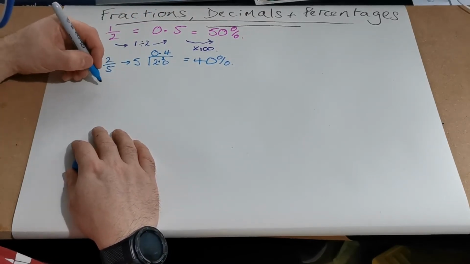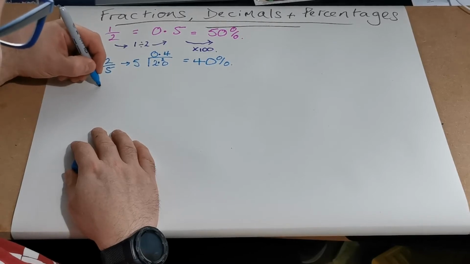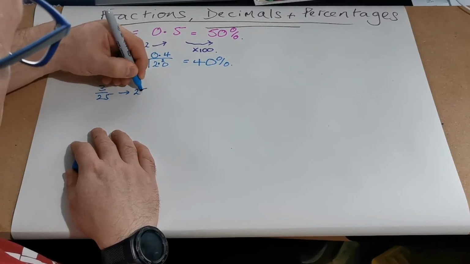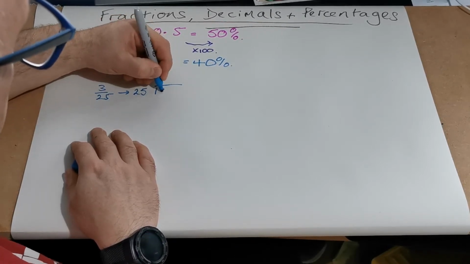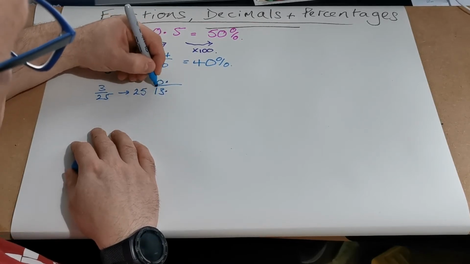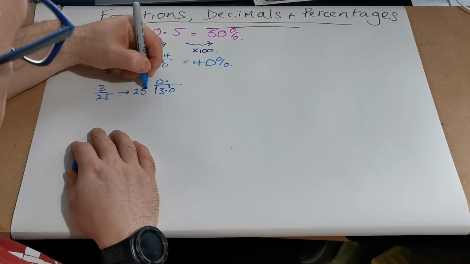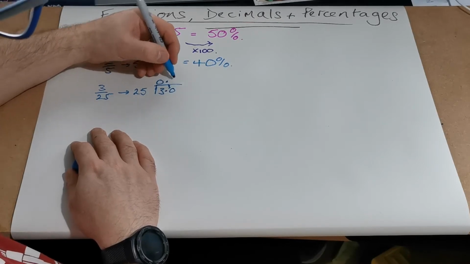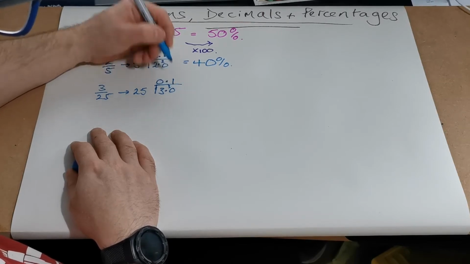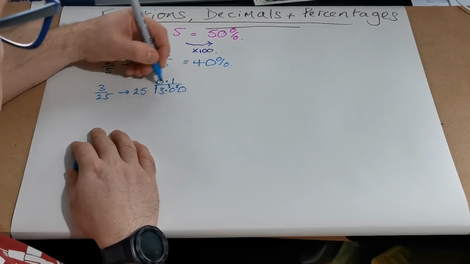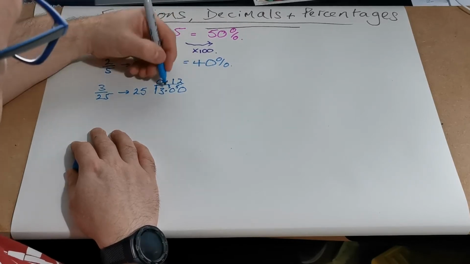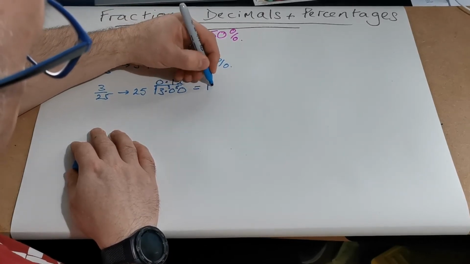Slightly more complicated one, let's go for 3/25. So I'd be going 25s into 3. Doesn't go. So I'd have to put 3 there. 25s into 30 go once. Remainder 5. 25s into 50 go twice. That's it as a decimal, 0.12, times by 100, and I get 12%.